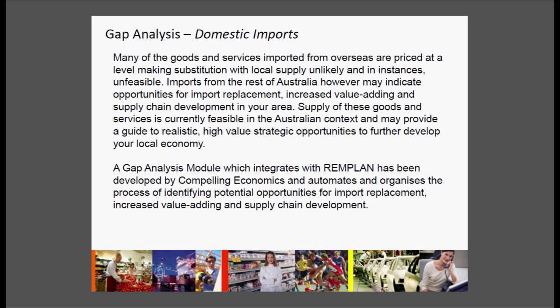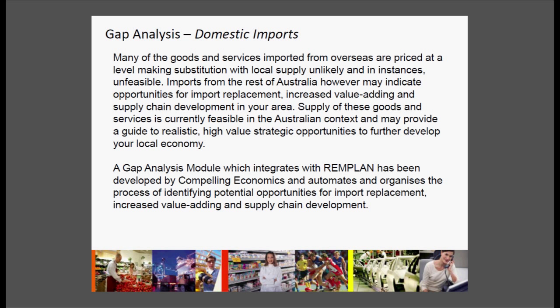Now, with the approach we take, we have a particular focus on domestic imports. And I guess there's a rationale for this. Many of the goods and services that our industries import from overseas are priced at a level making substitution with local supply, in many instances, unlikely or unfeasible. If you can produce something overseas and put it on a ship or a plane and get it here, and it's still considerably cheaper than what we can produce locally, there are likely to be some fairly significant barriers for local industries.